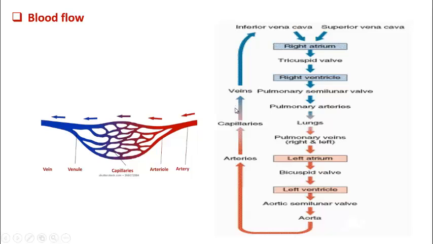Then it becomes capillaries. Capillaries join and form veins. Veins all join and form the inferior vena cava, bringing blood to the right atrium. Got it? Similarly, for the upper parts also the same thing happens. From all the upper parts, the respective veins join and form the superior vena cava and bring blood to the right atrium. Got it, students? I hope you understood.